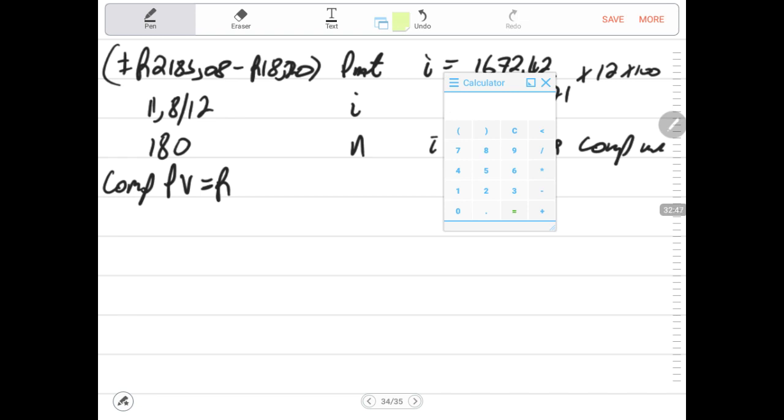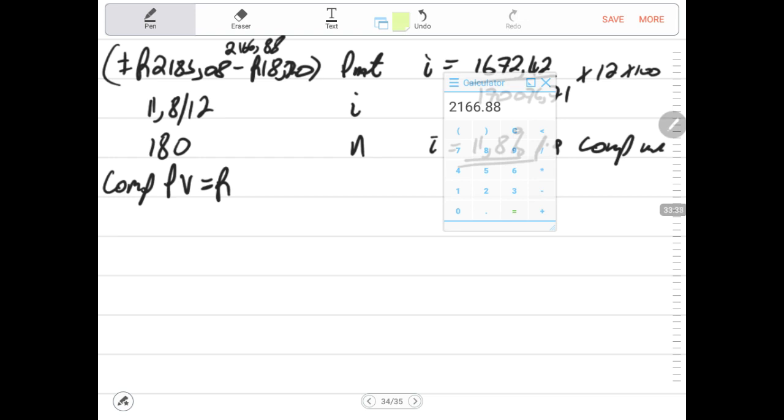Now, I'll just be using my financial calculator, not the app one. We have plus minus 2,185.08 minus 18.20. Don't forget, minus 18.20. Then after, we say PMT, 2,185.08 minus 18.20. This is our PMT. Please don't forget that. We get 2,166.88. This is our PMT.